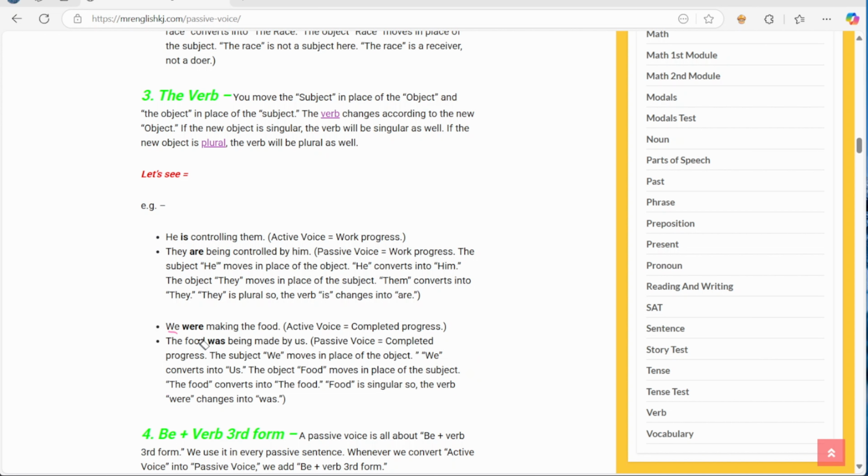Okay. You can see we become us. Food is a noun, so it is same. We use were because it was we here. Now it is food, a singular, so we use was. And then being made. Be plus third form. That we added to the past continuous, which was, were, first form, ing. That was the rule of past continuous. Okay. No problem. You will see that in detail further.